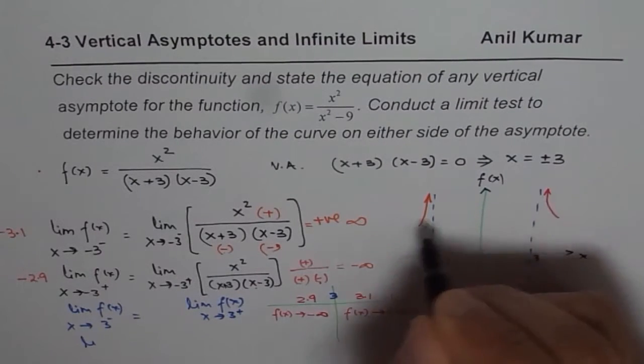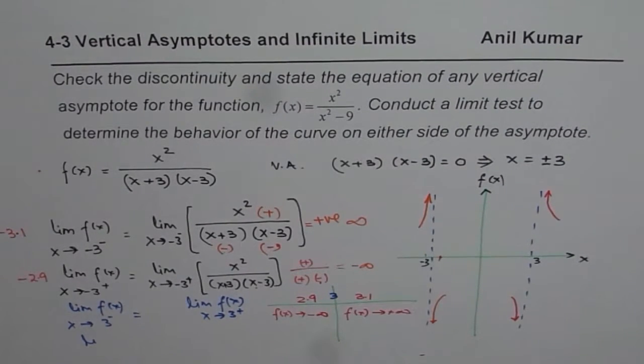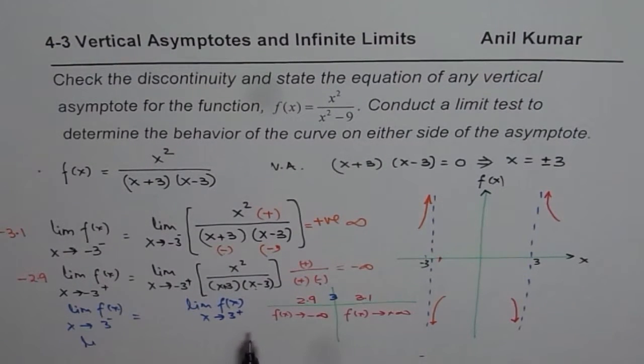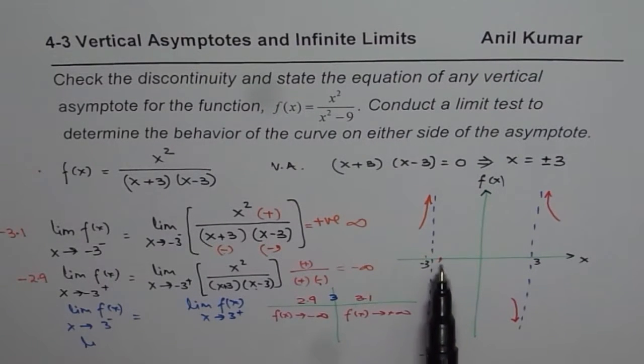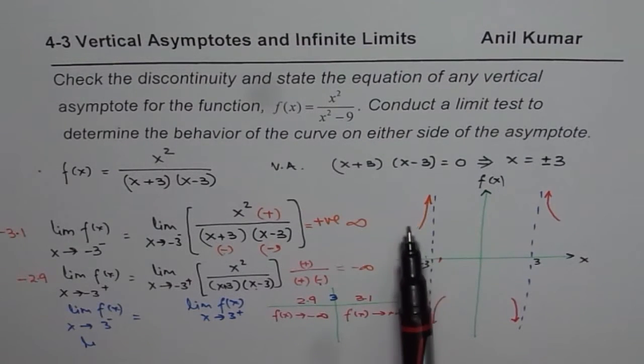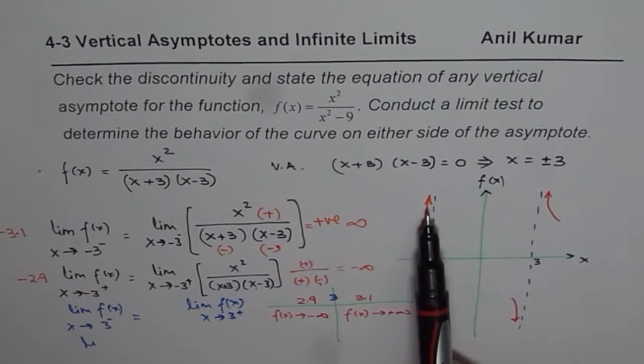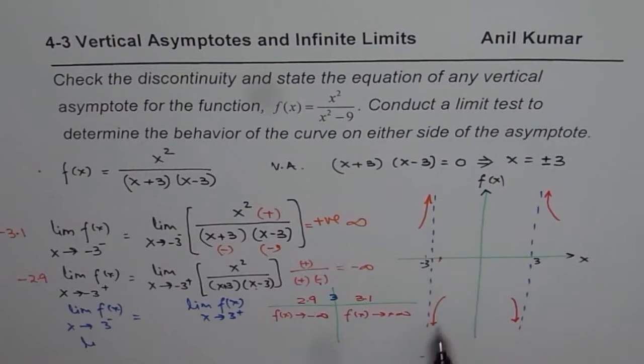So that is the behavior of the graph of the function as it approaches the vertical asymptotes. I hope that is absolutely clear. And these are two different ways of finding it. In a way, we are testing points very close to the vertical asymptote and checking whether the function's value is infinitely large, positive or negative, and that gives us the idea how the graph of the function is going to approach. I hope that helps. Thank you and all the best.